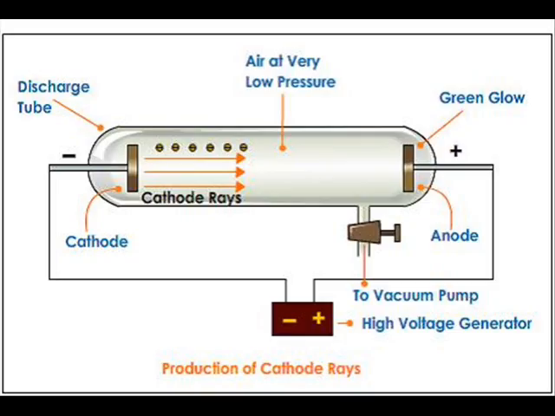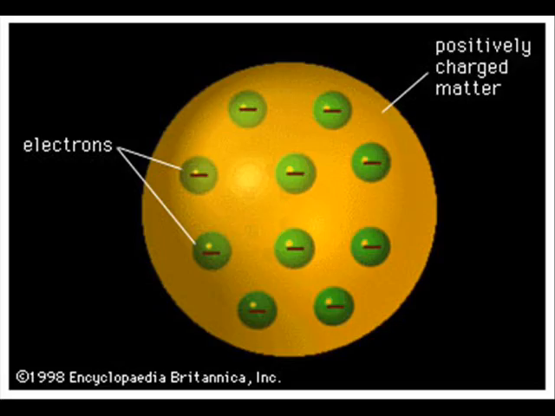J.J. Thomson also discovered that an electron had a negative charge. He knew that the rays came out from the cathode because a lot of the atoms in the air had been pumped out of the tube. Since the cathode ray came from a negatively charged cathode, Thomson believed that the ray was also negatively charged.